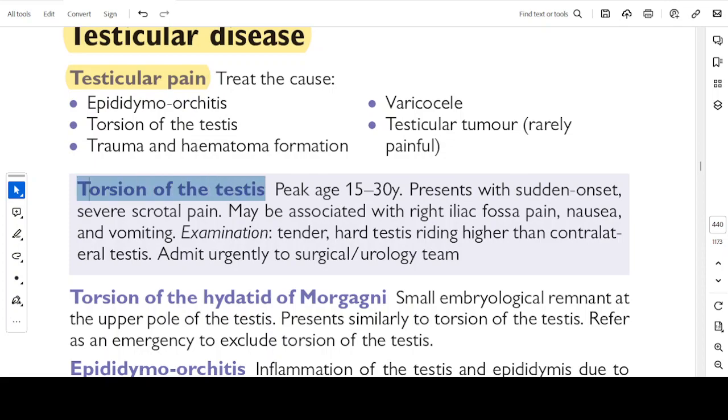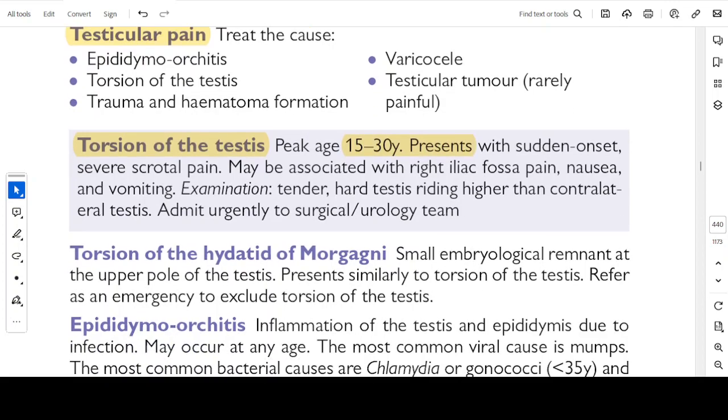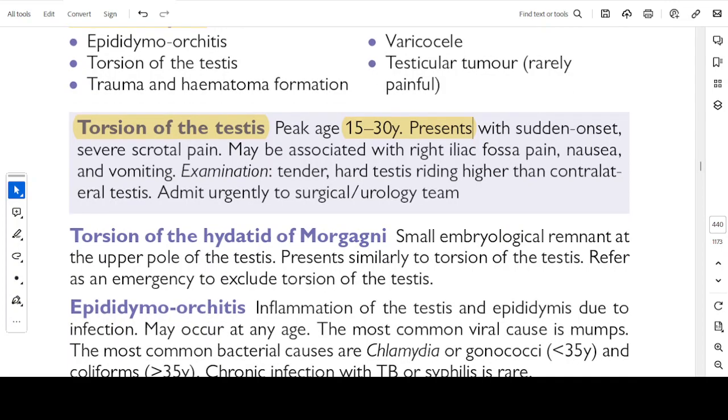Torsion of the testis. Peak at around 15 to 30 years of age, presents with sudden onset severe scrotal pain, may be associated with right iliac fossa pain, nausea and vomiting. Examination: tender hard testis riding higher than the contralateral testis. Admit urgently to surgical or urology team.